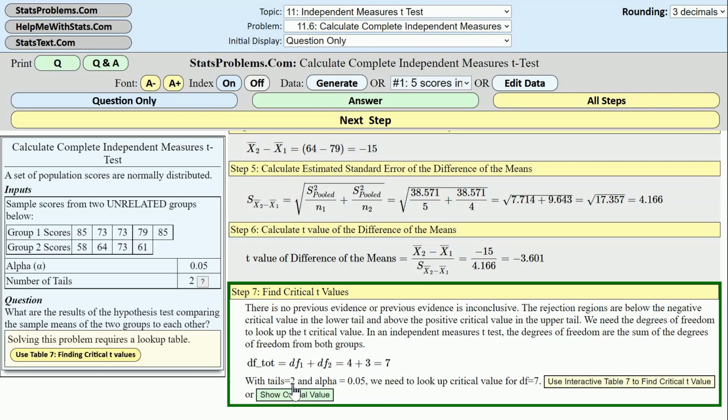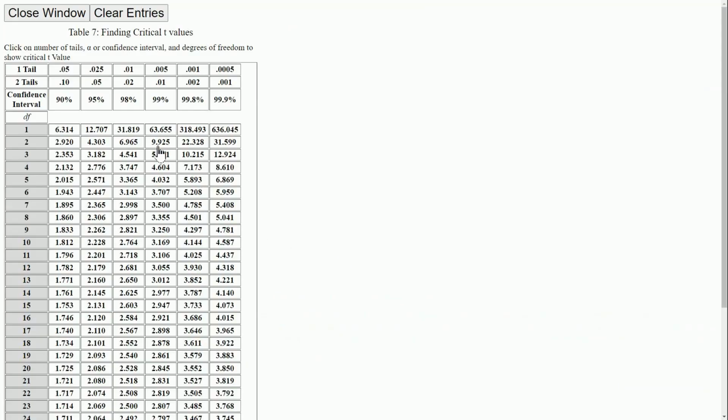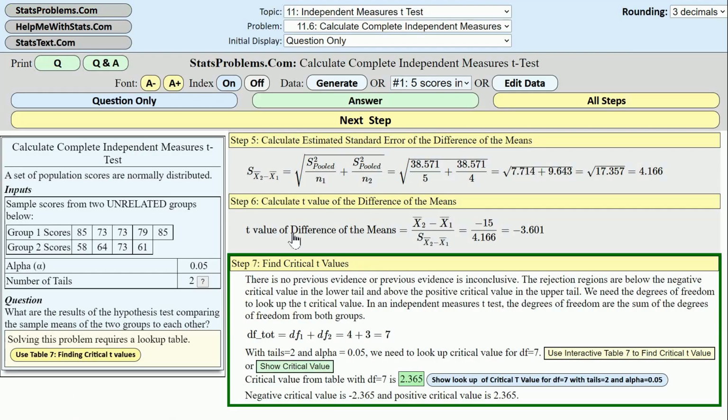With tails equals 2 and alpha equals 0.05, we need to look up the critical value for df equals 7. Use interactive table 7 to find the critical value. With 2 tails and alpha equals 0.05, and df equals 7, use t equals 2.365 from the lookup table. We close this window to return to the analysis, which shows that the negative critical value is minus 2.365 and the positive critical value is 2.365 with 2 tails and alpha equals 0.05.